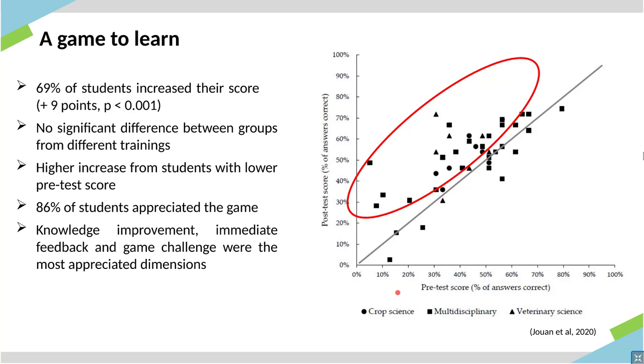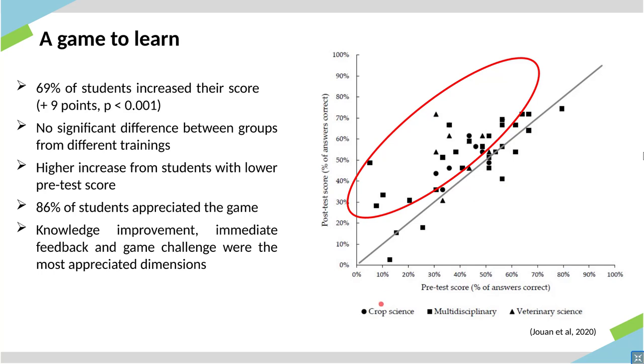And we compared the scores of the two tests. And what we see is that we are not on the 1-1 line here. The post-test scores were significantly higher than the pre-test scores. 69% in fact of students increased their scores, which is not all of them. We see that some students answered not as well in the final test as in the first test. But this is a significant increase.